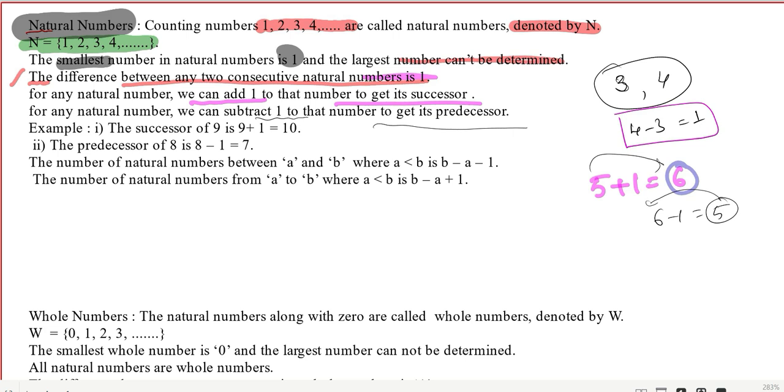That means to get the successor of any natural number, we need to add 1. And to get a predecessor, we need to subtract 1.